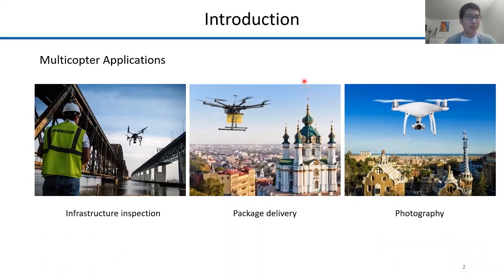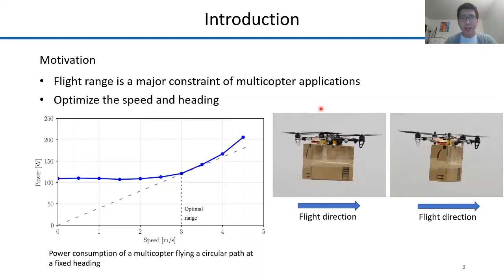Nowadays, multicopters have been used in a lot of applications, such as infrastructure inspection, package delivery, and taking pictures. Flight range is a major constraint for multicopter applications. The goal of this project is to adapt the flight speed and heading of multicopters to reach the longest flight distance. The proposed method may be especially useful for applications such as package delivery.